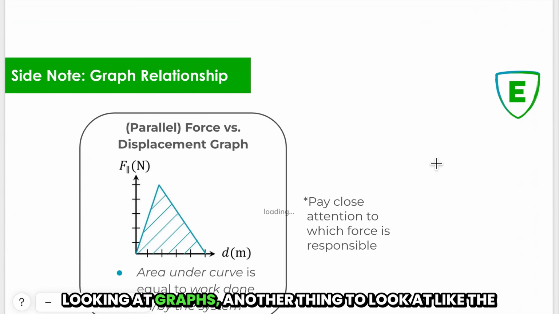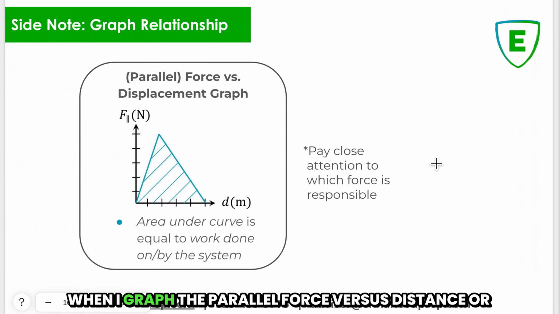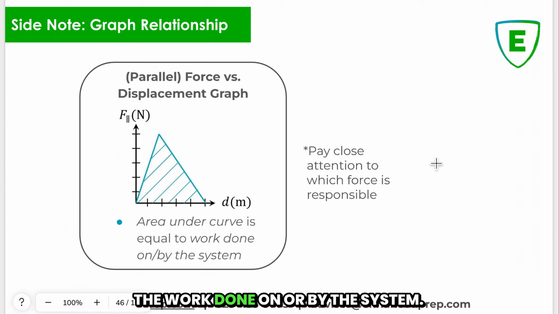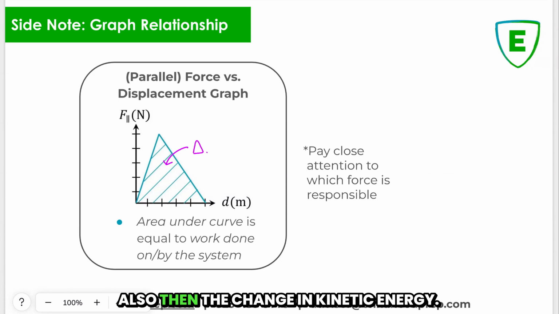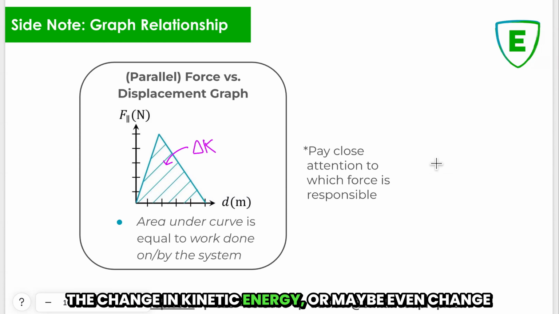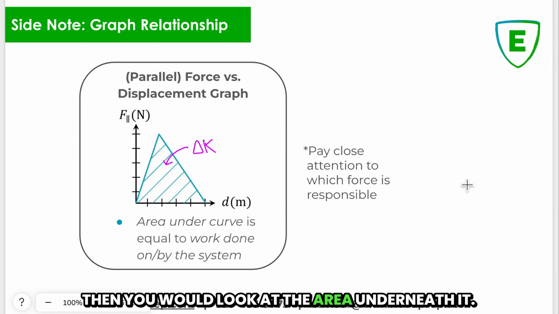All right. Looking at graphs, another thing to look at, like the kinetic energy or the other quantities at the beginning of the motion. When I graph the parallel force versus distance or displacement, the area under the curve is equal to the work done on or by the system. So from our work kinetic energy theorem, this is also then the change in kinetic energy. So a question could give you that graph and ask the change in kinetic energy, or maybe even change it to speed to switch it up. Then you would look at the area underneath it.